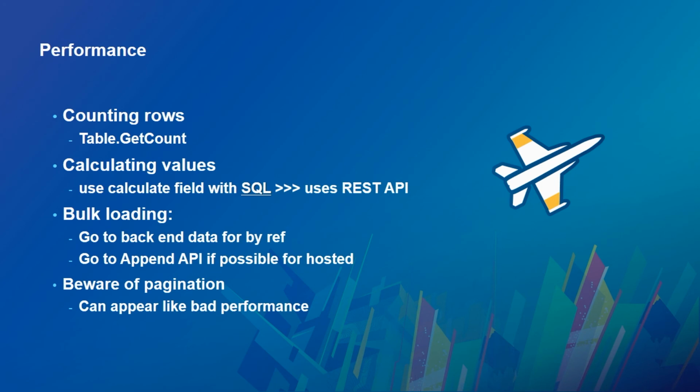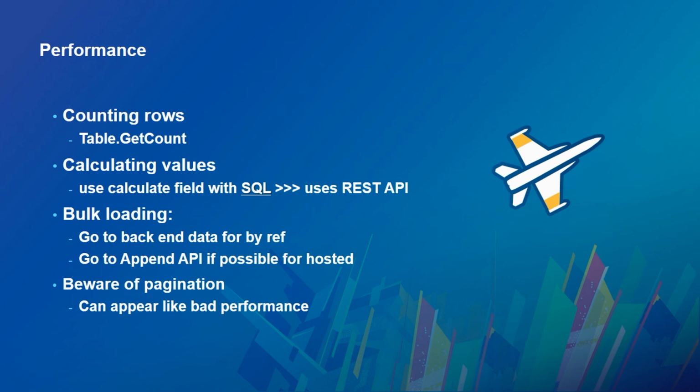For bulk loading or updating, if possible, we suggest going to the backend geodatabase. If your data is published by reference, if you can append data there, load data there, it's always going to perform better than trying to run the GP tool against the client-side feature class after consuming it through the feature service.